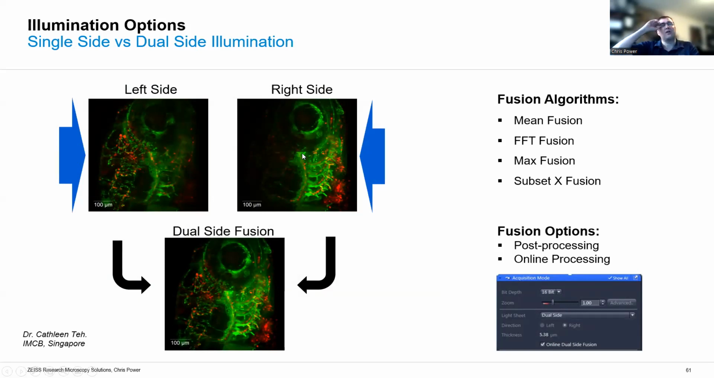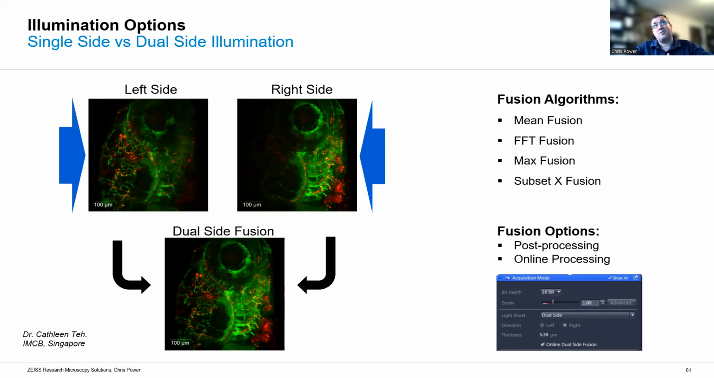So this is what you would see on a confocal if you were going from above, or any microscope: you get scattering. But because we've got the illumination from the left and the right, we can alternate those, take an image from the left, an image from the right, and then fuse those together. This allows us to get good imaging of medium-sized specimens, a few hundred microns, getting the best image from the left and the best from the right.